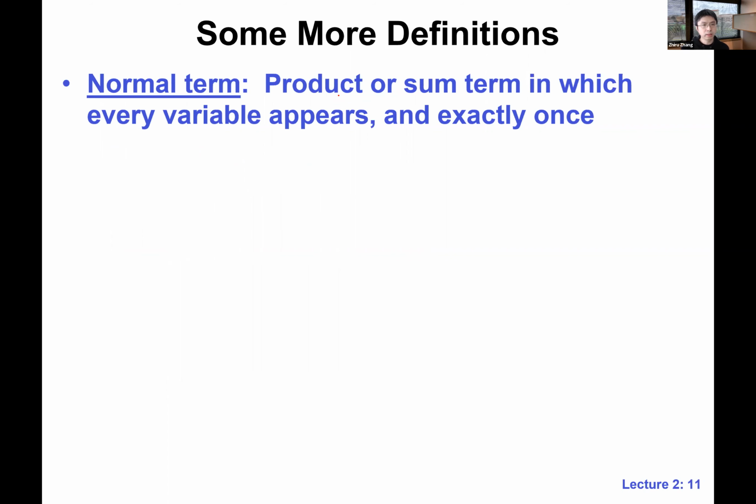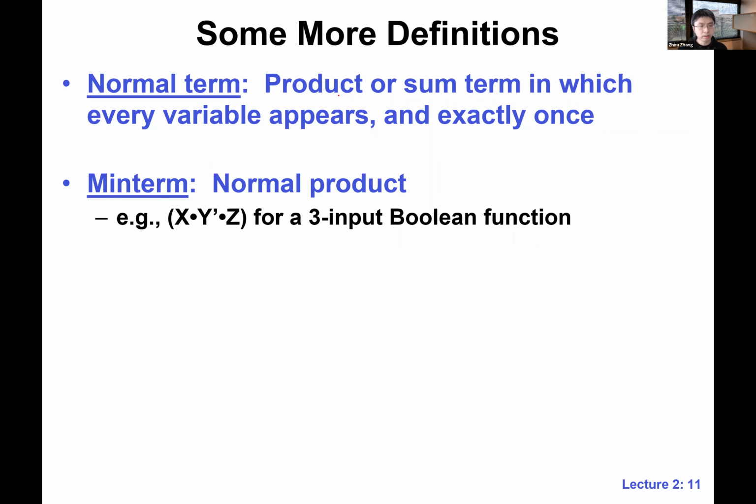So normal term means that in this term, either in the product or sum, every single variable appears exactly once. Let me try to be more concrete. For example, for a 3-input Boolean function, x, y, z, this example is a normal product. x, y, z all appear, and they appear exactly once. And this one, for example, x, y times y, is not a normal product. Of course, we can further simplify it, but this is not really a normal term.